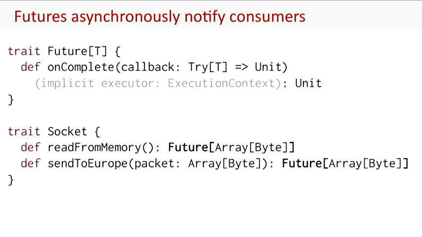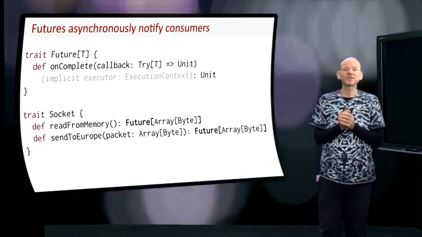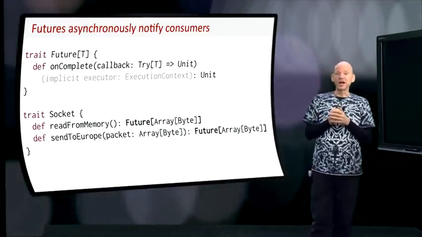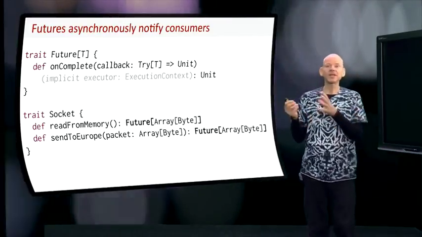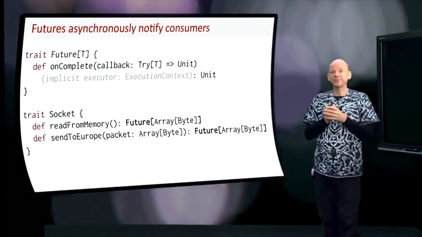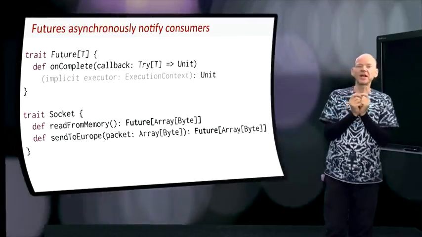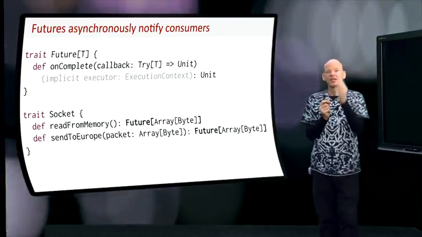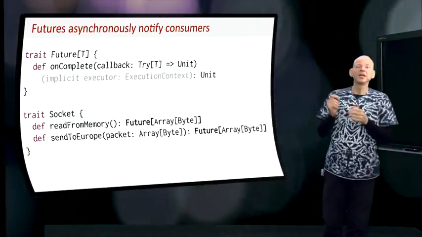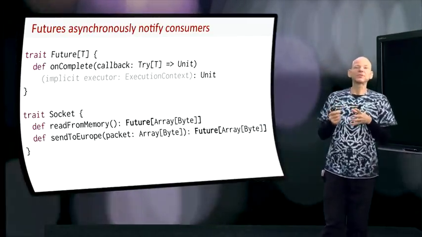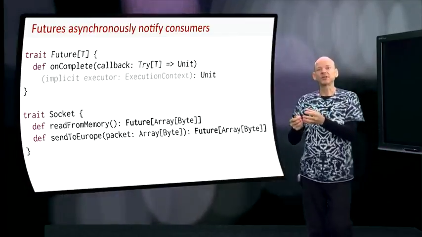That's flatMap. All right, so we have now a monad, a type constructor, that allows us to express the fact that computations take time and that they can fail. So let's use this type constructor Future to make our types more precise. So here was our socket class, readFromMemory, sendToEurope, and now instead of directly returning an array of bytes, readFromMemory will return a Future of Array of Bytes.